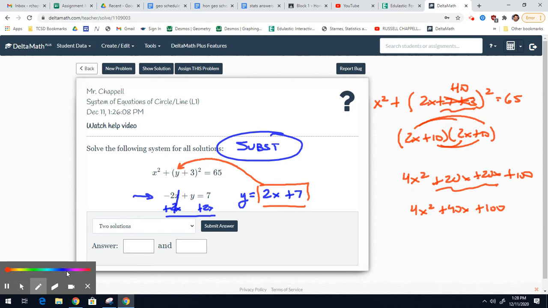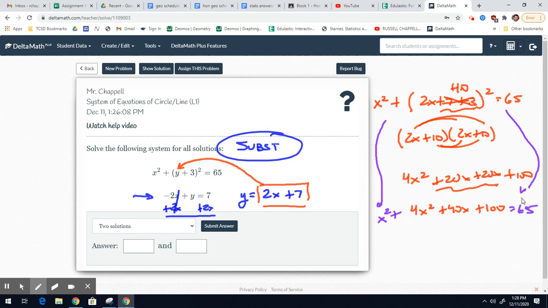We're going to also bring down the x squared plus, and we're going to bring down the equals 65. And now we need to solve this like the quadratic that we know how to. So the first thing is I'm going to combine the x squared and the 4x squared, so that's 5x squared. And I'm also going to bring the 65 over at the same time by subtracting it, because I need to make one side become 0. So it does not change the 40x, but 100 minus 65 is plus 35.